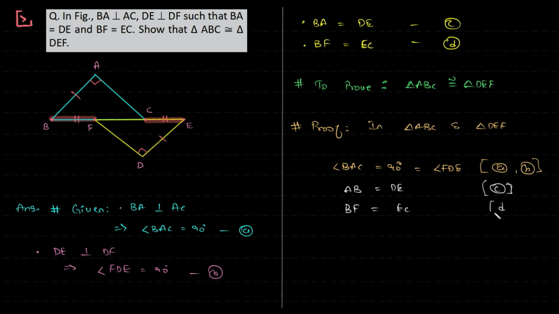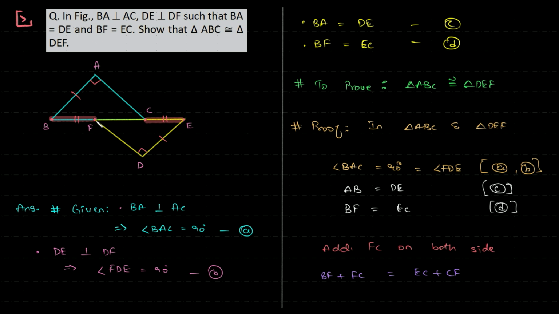Is this correct? Now the trick here is we need to add FC on both sides. So when I do that, what happens? We have BF plus FC is equal to EC plus CF, or FC. We can do this, not an issue. If I just flip the letters around, nothing will happen. It represents the same thing.